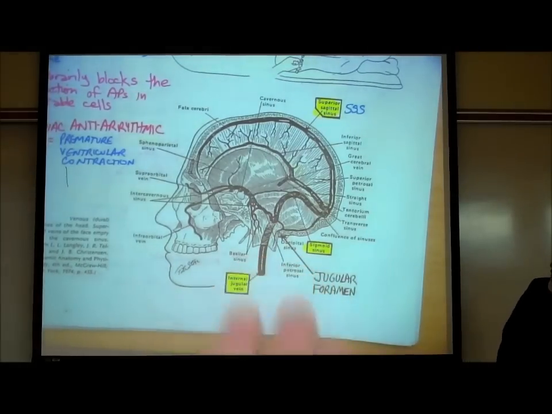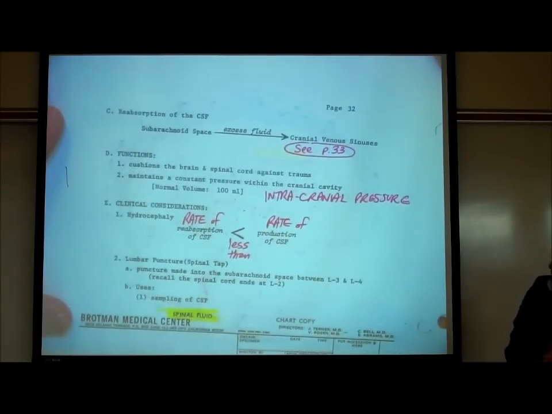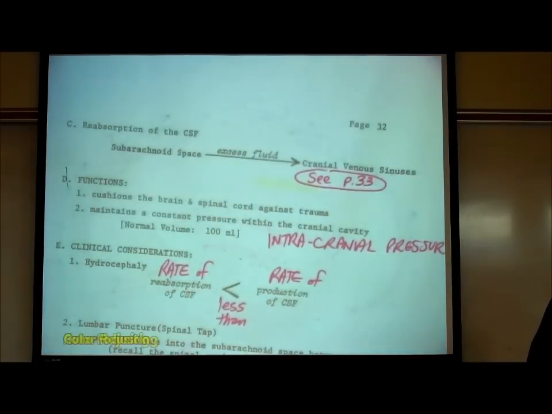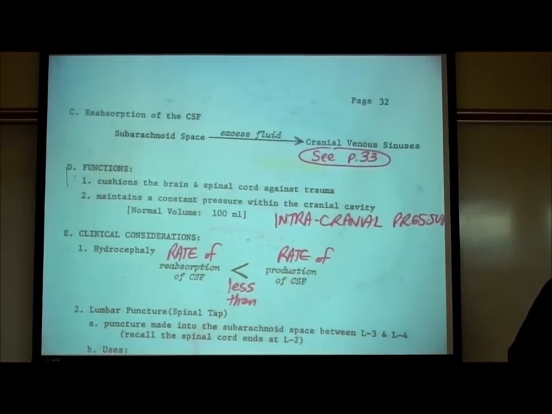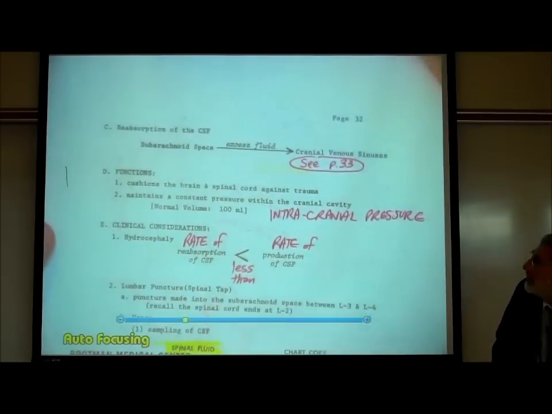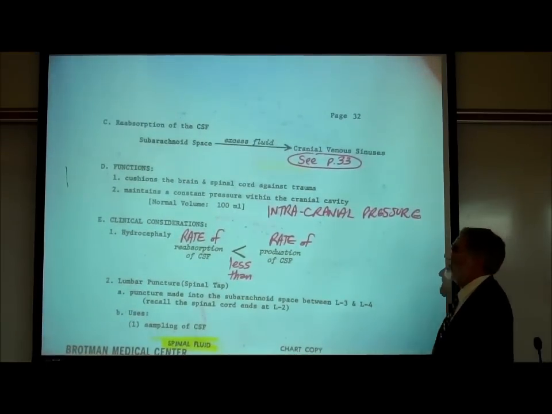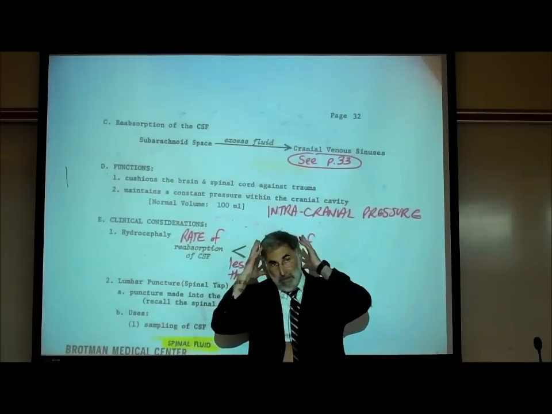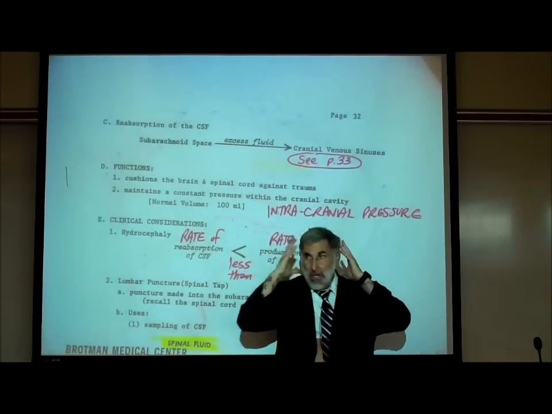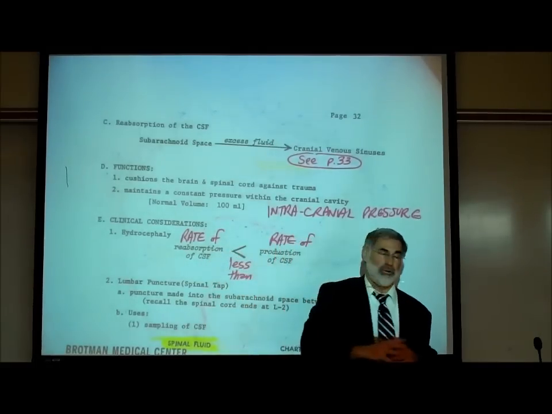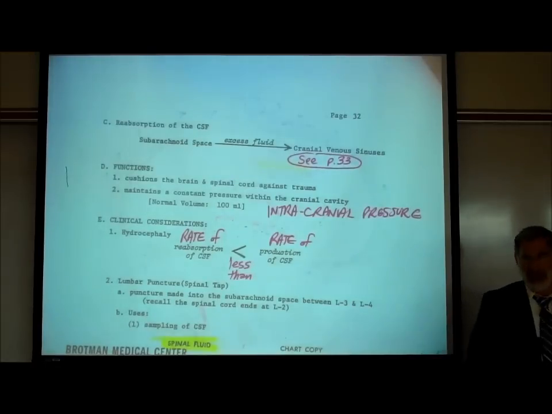So we've just described how the cerebrospinal fluid is formed, how it circulates, and how it's returned back to the bloodstream, how it's reabsorbed. The next obvious question is, what the hell is this stuff for? Why do we have cerebrospinal fluid? So the functions on page 32: the cerebrospinal fluid, which surrounds your spinal cord and brain, cushions your brain and spinal cord against trauma, injury.